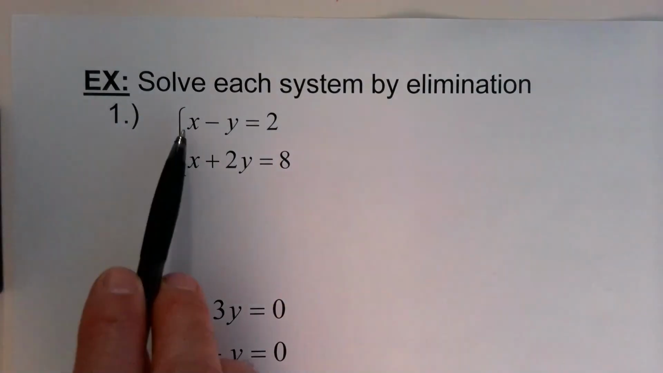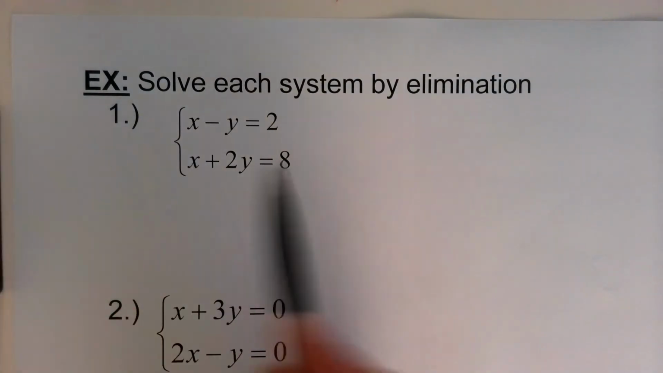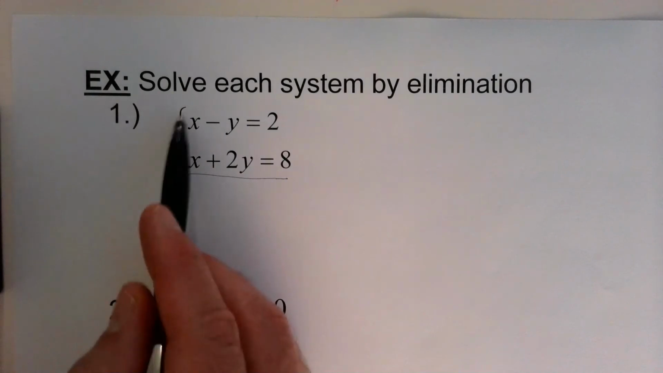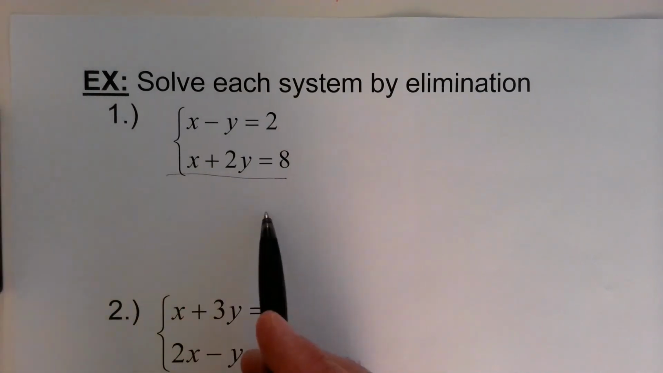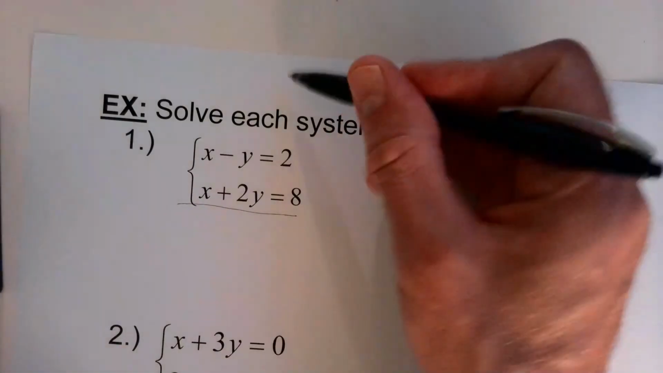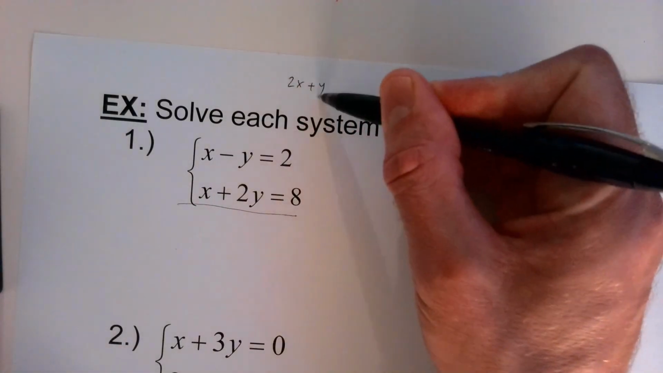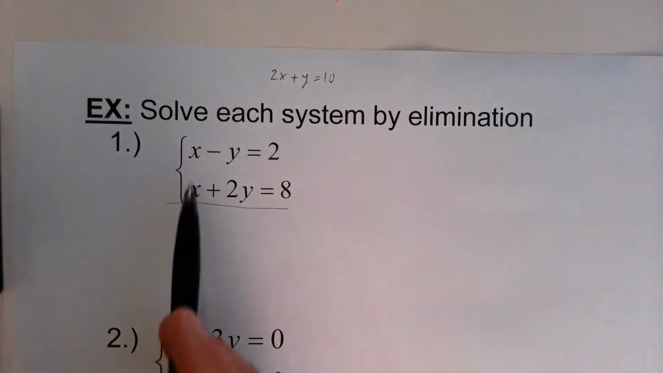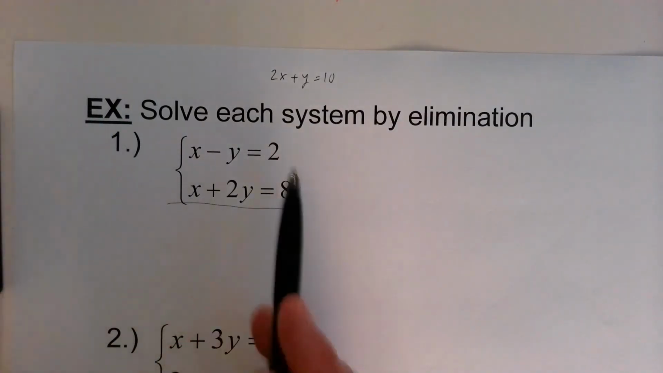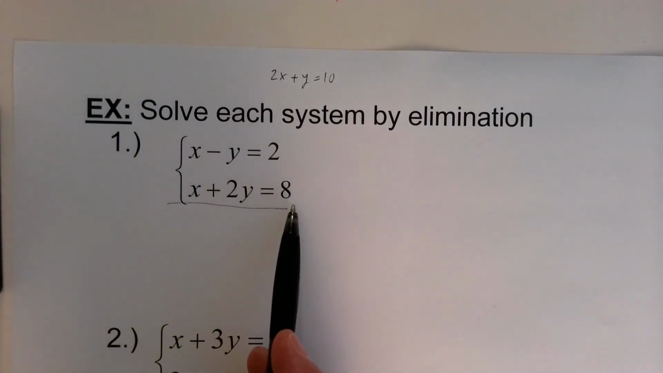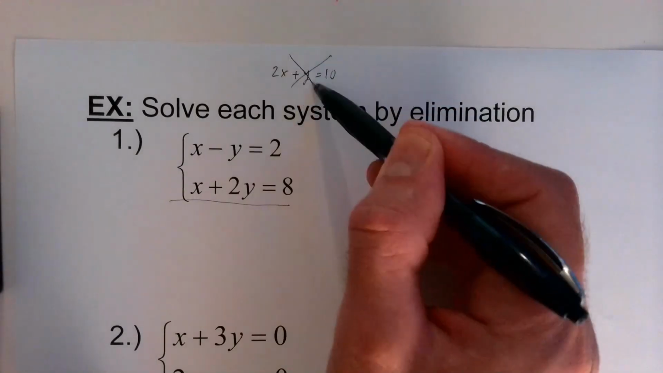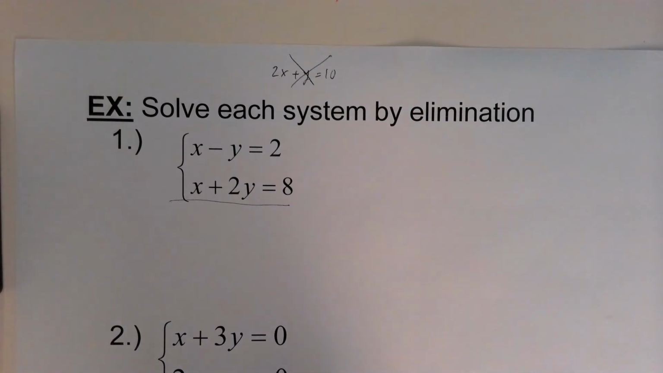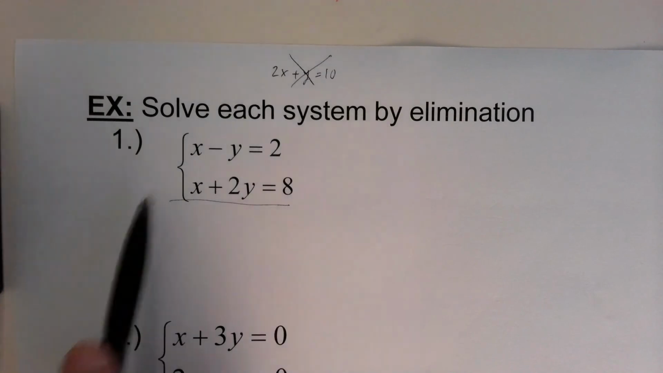So if I were to add the equations as is, I would have 2x plus 1y equals 10. So I'm just going to write that up here. 2x plus y equals 10. And that's if I just add the equations as they are already. Well, that's not good because I haven't eliminated x or y. So no bueno.